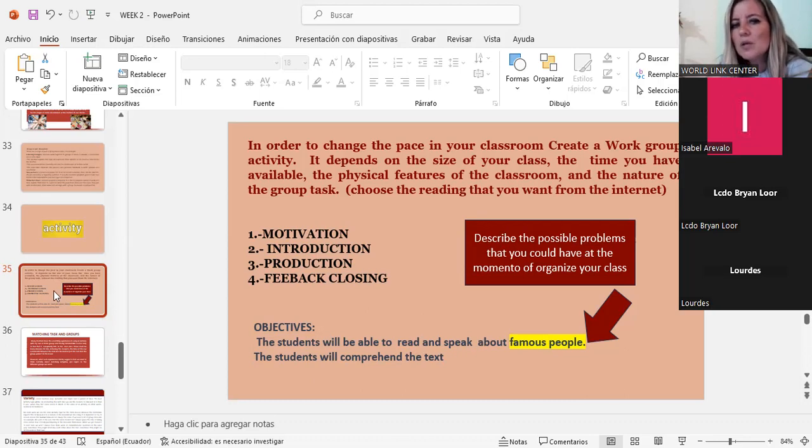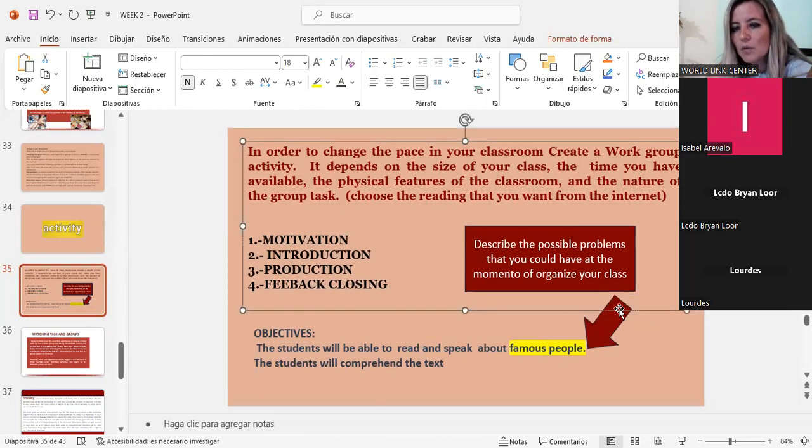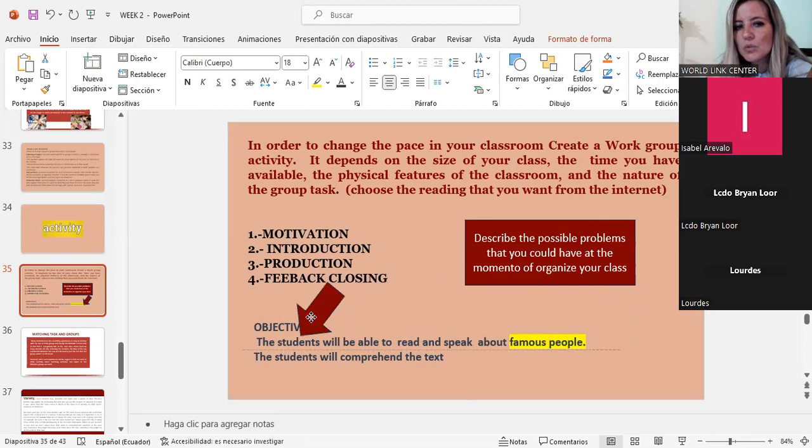The student will comprehend the text. Okay, so that is the objective. You have to notice the objective. Check the objective. What do you want to achieve?